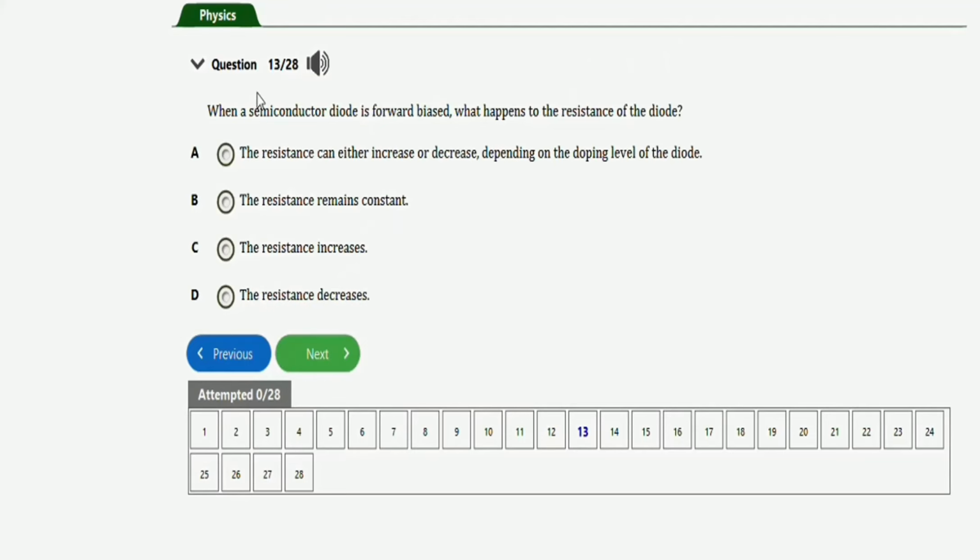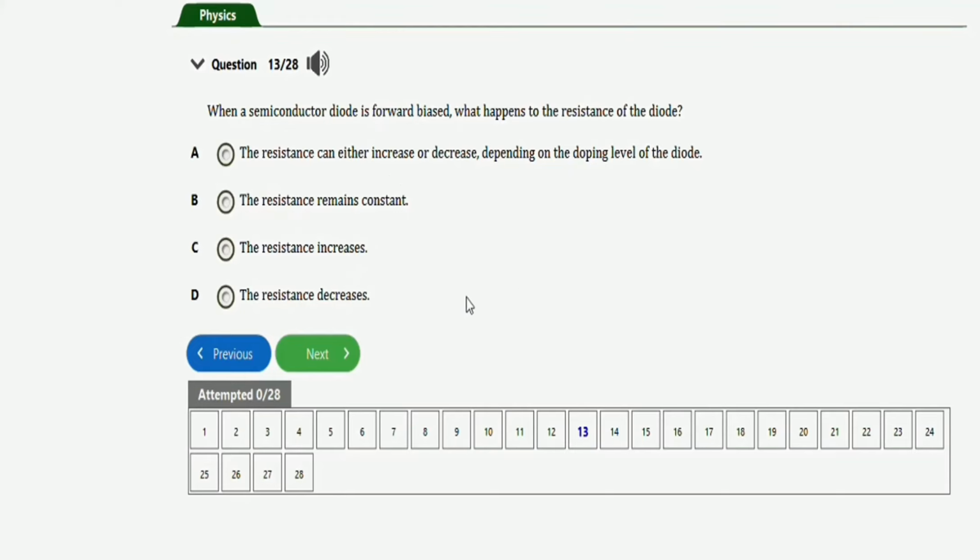Next question will be this one. It says, when a semiconductor diode is forward biased, what happens to the resistance of the diode? The resistance can either increase or decrease depending on the doping level of the diode, the resistance remains constant, the resistance increases, the resistance decreases. So it's talking about forward bias. Basically guys, the resistance will decrease since it's talking about forward bias. Take note of this particular question as well guys, very important.